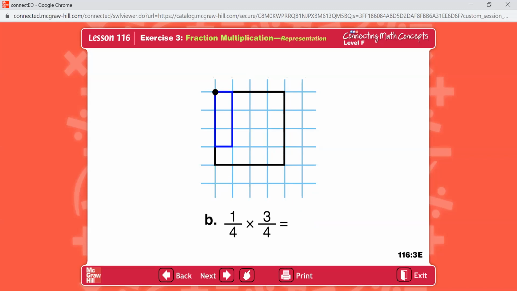Now you're going to figure out what fraction of the whole square is the shaded rectangle. The numerator is going to be 3. The denominator is going to be 16 because there's 16 squares in all. 3 is your numerator because there's only 3 that should be shaded in. So 1 times 3 is 3, 4 times 4 is 16. 3/16.